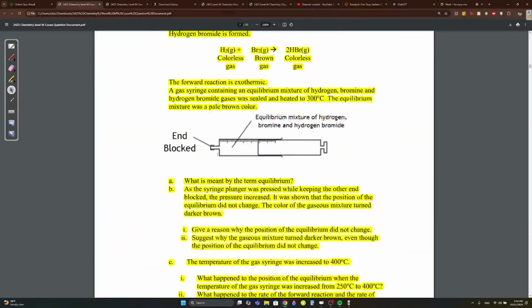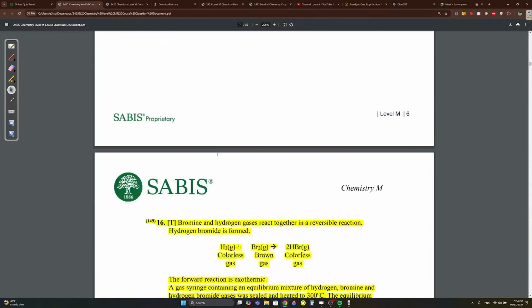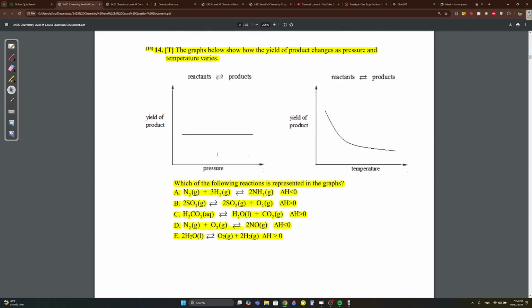Oh my god, I hate these questions. 7 parts, man. Okay, the graph below shows the yield. Which of the following reactions is represented in the graph? So, when you increase pressure, the yield doesn't change. What does this mean? That means the gaseous moles are equal on both sides, right? Because remember, pressure would shift the yield towards fewer gaseous moles. Since it didn't change, both sides have the same amount of gaseous moles.